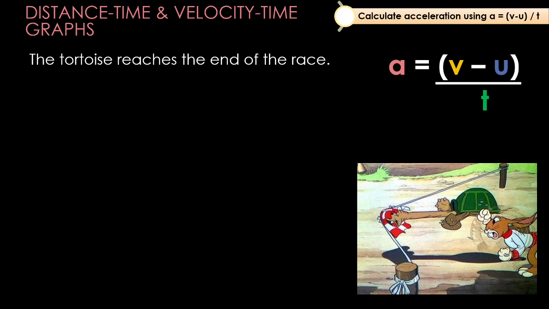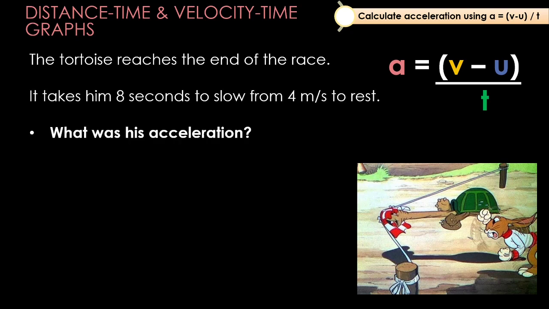Second question, the tortoise gets to the end of the race. And the tortoise takes quite a long time to slow down. It's going to take him 8 seconds to slow down from 4 meters per second to come to a stop, to come to rest. What was the tortoise's acceleration? Pause the video, have a go, unpause and see if you got it right. Once again, we've got ERNU in here. We've got the equation we're going to use. Do we need to rearrange it? Put in the numbers, give an answer without forgetting the units.